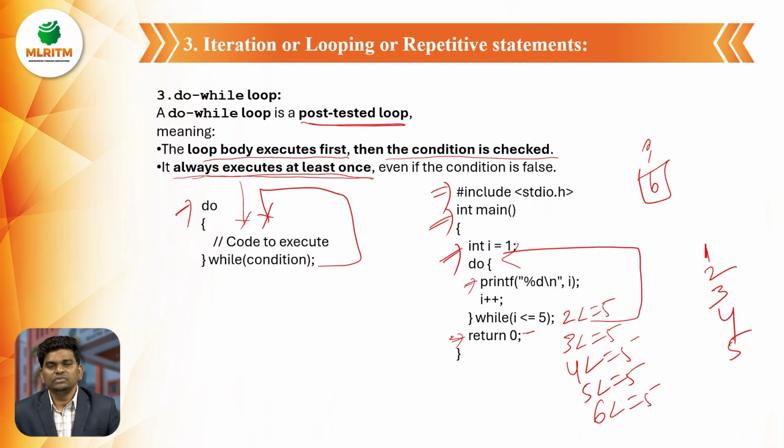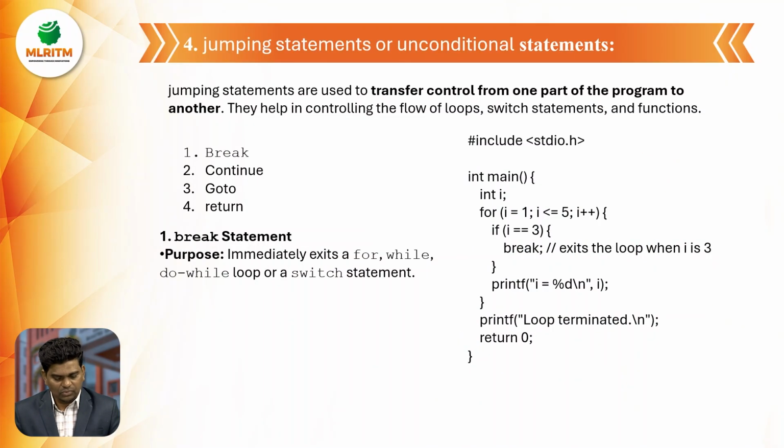See, what is the difference between while and do while here? In while, it first checks the condition, then only executes the statement. So that's why it is called a pre-test loop. Now coming to do while, it is called a post-test loop. It means first execute the statements, then it goes to the condition. So irrespective of the condition, first execute the statement, then check the condition. So this is about do while.